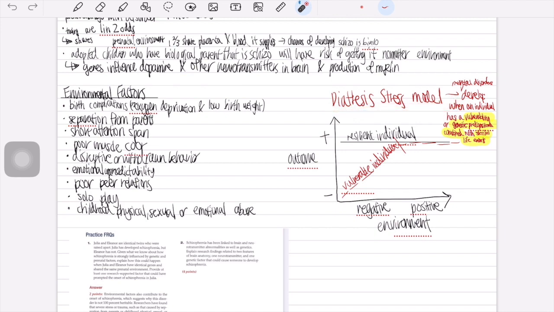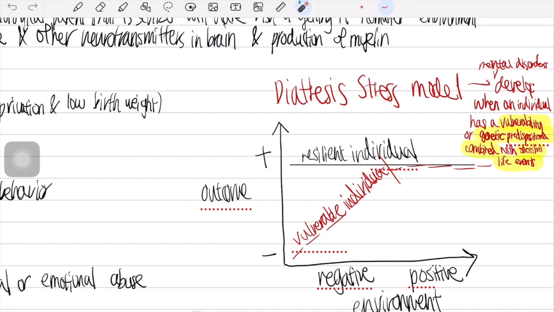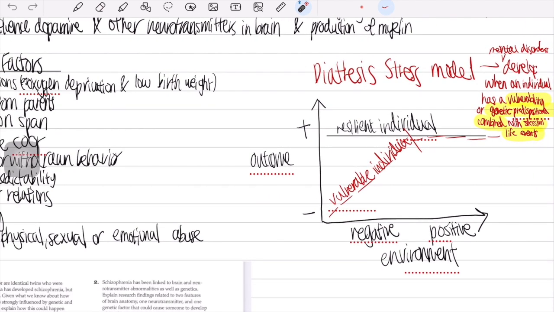And again, it is important to note the diathesis-stress model, which explains that mental disorders develop when an individual has an innate vulnerability where they are genetically predisposed. For example, their parent or their sibling has schizophrenia. And when you already have this genetic predisposition combined with a traumatic or stressful life event, it will greatly increase your risk of getting the mental disorder.